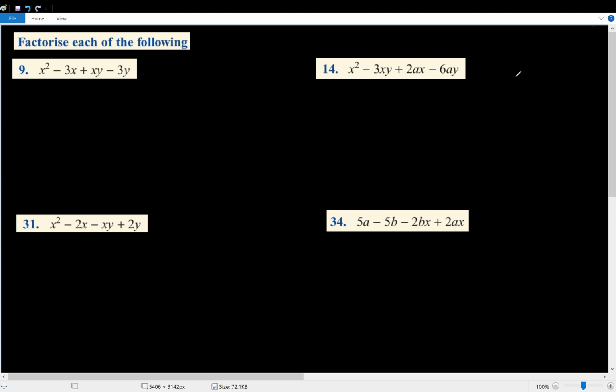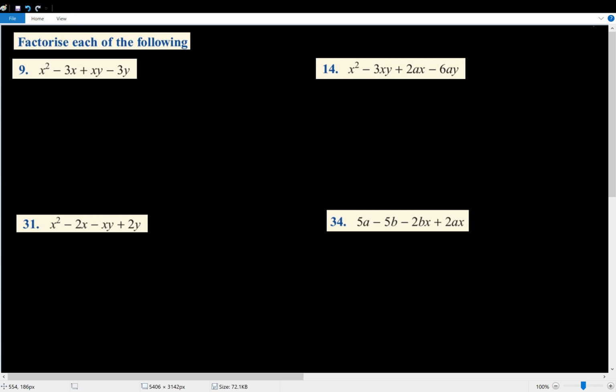Now, in this we can see that there is no common factor between all four of the terms in our expression. But when you look at them in pairs, you can see that there's a common factor between the first two and between the second two. So this is going to be factorising by grouping. So we'll take them in pairs.